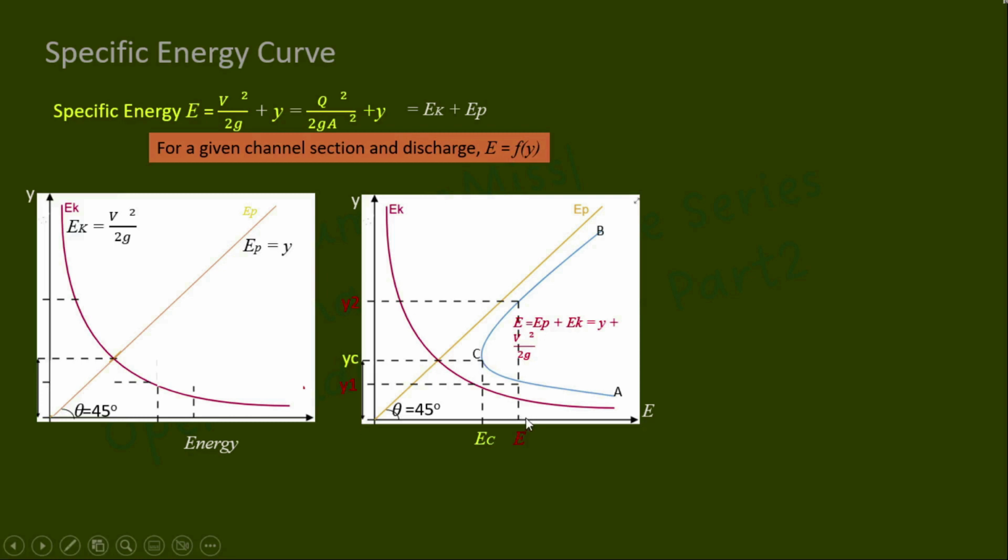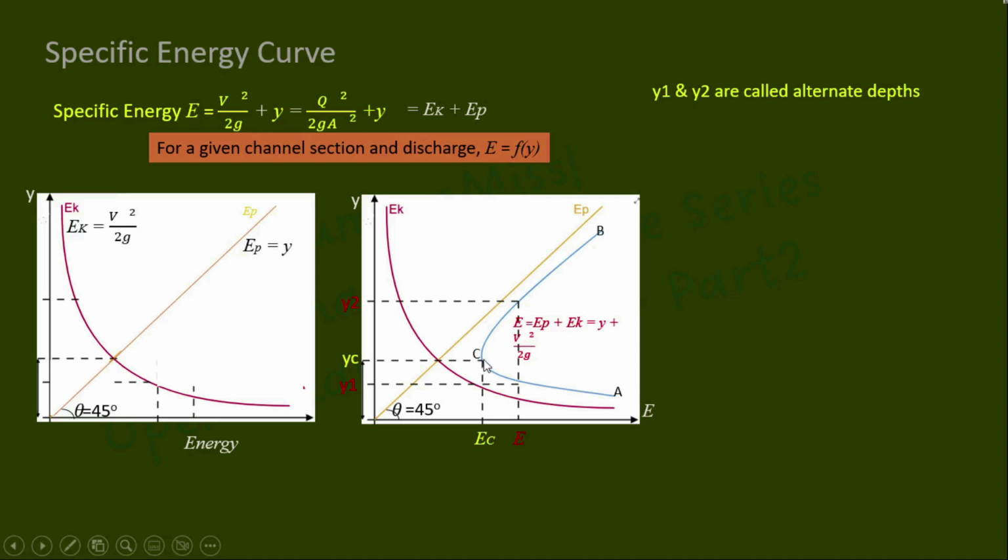Let us consider a point on this energy axis. If you draw a vertical, it will cut the specific energy curve at these two points. That means for each specific energy other than the minimum specific energy, two depths are possible, y1 and y2. The depth y1 is below the critical depth yc, and the depth y2 is higher than the critical depth yc. These two depths y1 and y2 are called alternate depths. So for each specific energy other than the minimum specific energy, two depths are possible and they are called alternate depths. The point C is where specific energy is minimum.